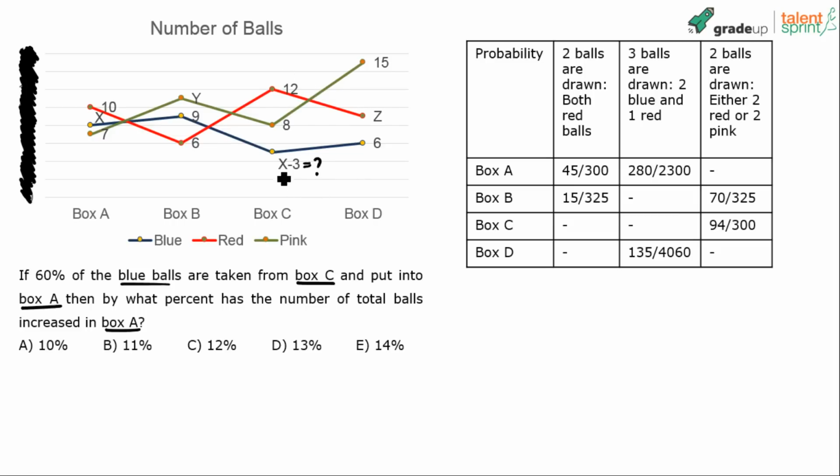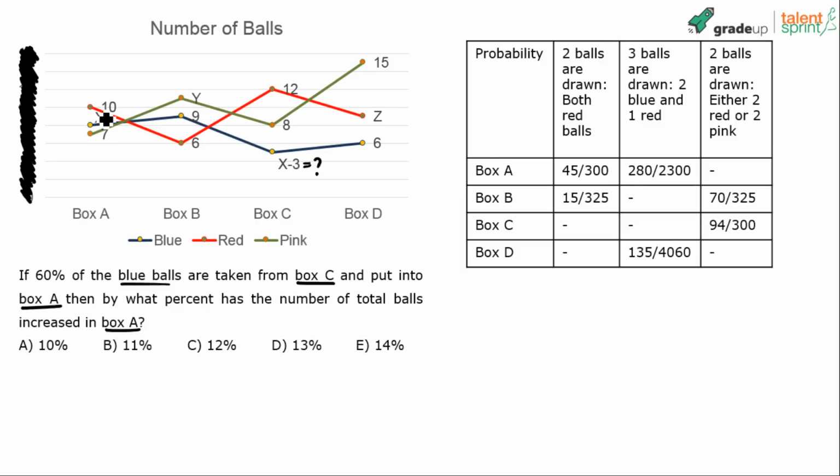So first of all, we got to know the value of x. And then put into the box A. In box A also, we have to know what is the total number of balls. We know the number of red balls, number of pink balls, but we do not know the number of blue balls. So unless we know the number of blue balls here, we cannot find out the total. And unless the total is known to us, we cannot answer the question. So I think we should work around finding out the value of x. That's the idea. Once you get x here, you'll get x minus 3 here. Okay. So let's find out x.